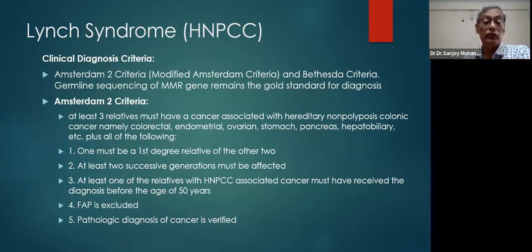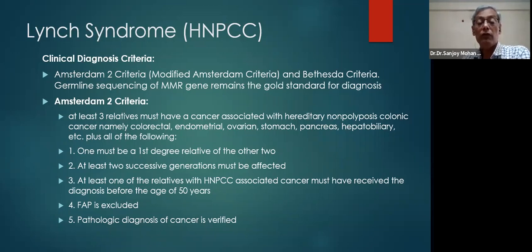So clinical diagnosis can be done by the Amsterdam 2 criteria or the modified Amsterdam criteria, and the Bethesda criteria for surveillance and management. Germline sequencing of the MMR genes remains the gold standard for diagnosis. And what is the Amsterdam 2 criteria or modified Amsterdam criteria?